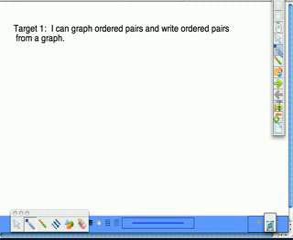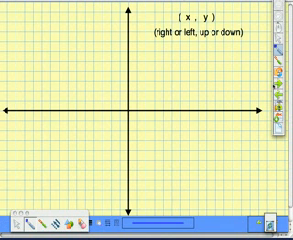Target 1. I can graph ordered pairs and write ordered pairs from a graph. To do this, we're going to take a look at our coordinate grid. When we're talking about an ordered pair, we're talking about the numbers that are going to show the location of each point. These are going to be in the (x, y) format with parentheses around them.